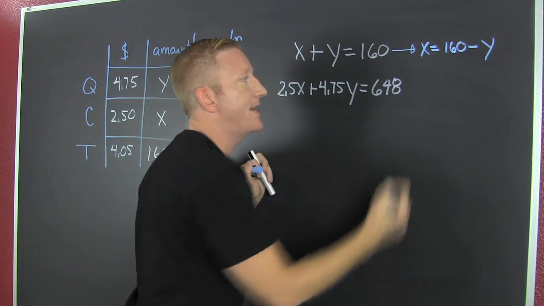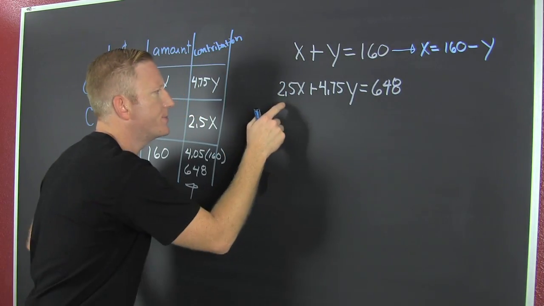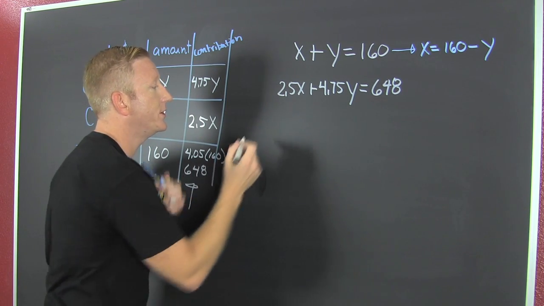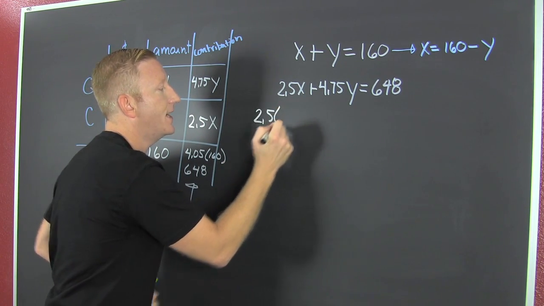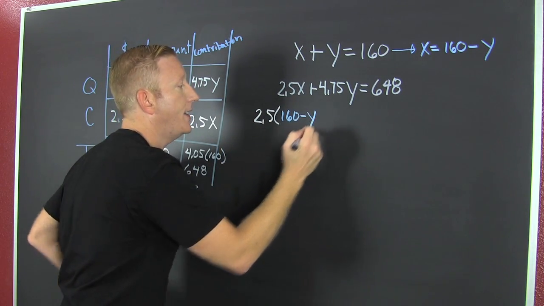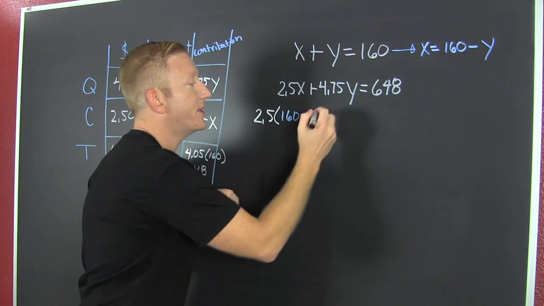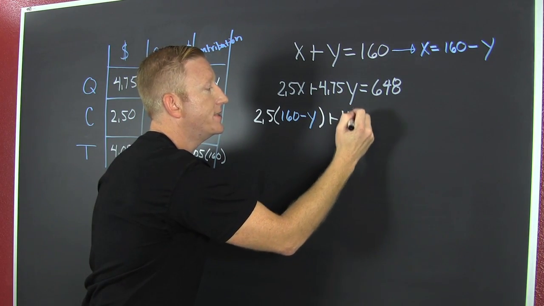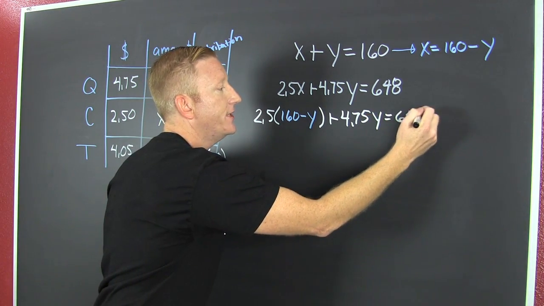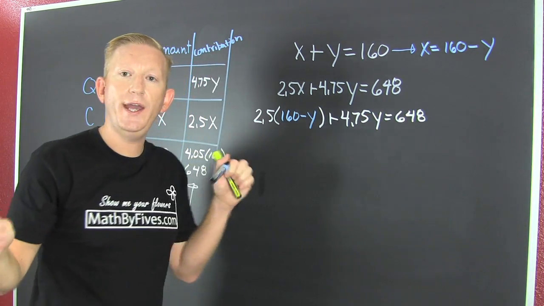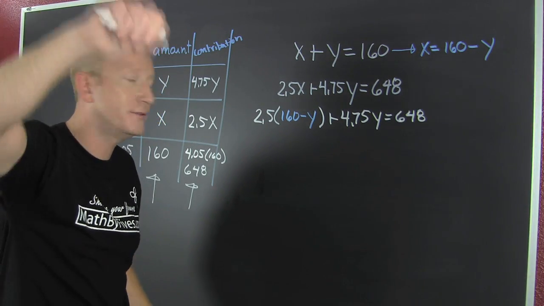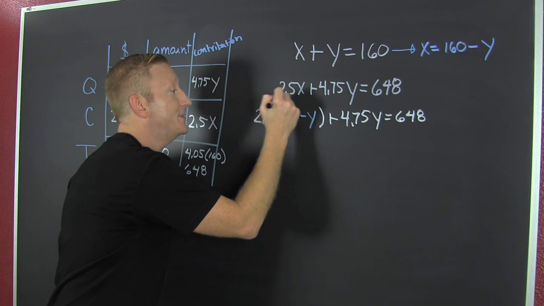I'm going to come back to that in a moment, but now I want to take that and substitute it into here. So to be clear, that's going to be 2.5 times 160 minus Y, and then plus the rest of this, plus 4.75Y, is equal to 648. Great. At this point in time, some people will clear decimals, but I like decimals.